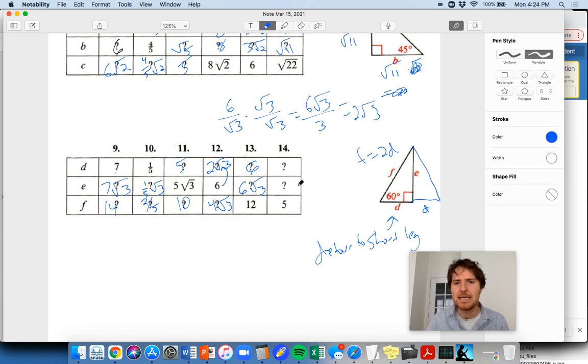All right, 14. Hey, we got the hypotenuse. That's nice, too. It's really just a longer leg. It's just a pain in the butt. Okay, so this is 5 over 2, right? Maybe say 2.5 if you want to. So this is going to be 5 root 3 divided by 2.